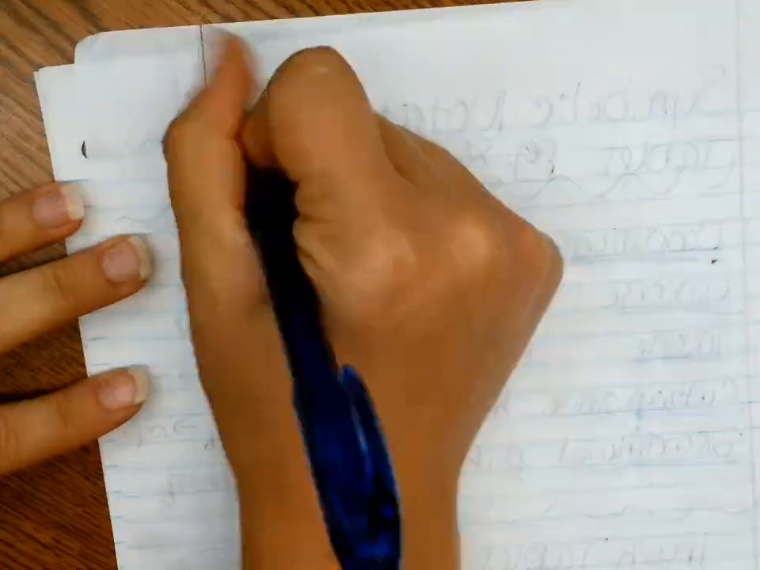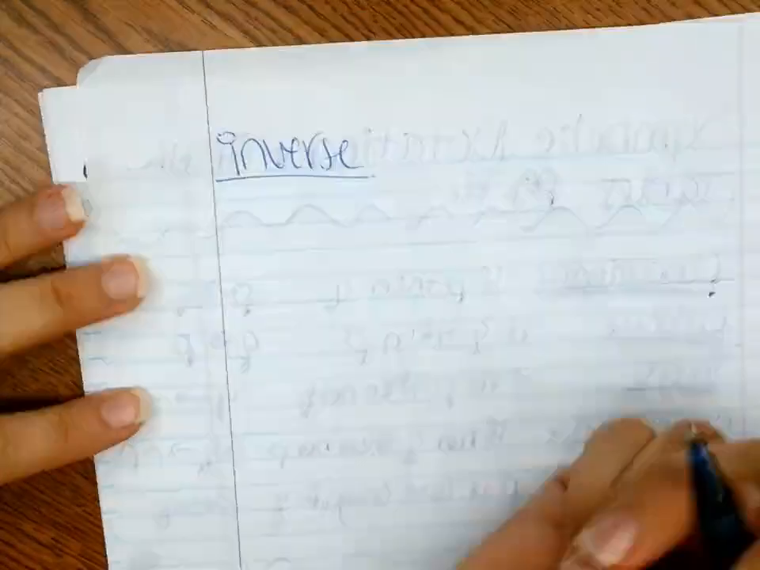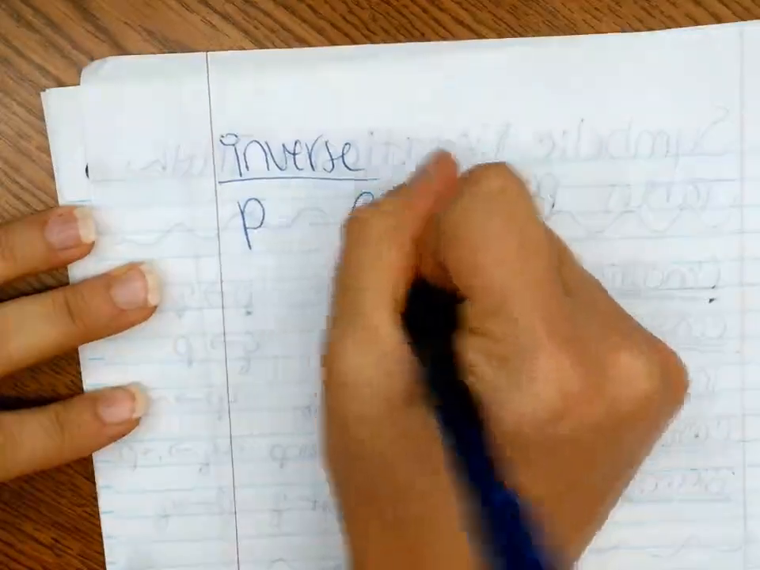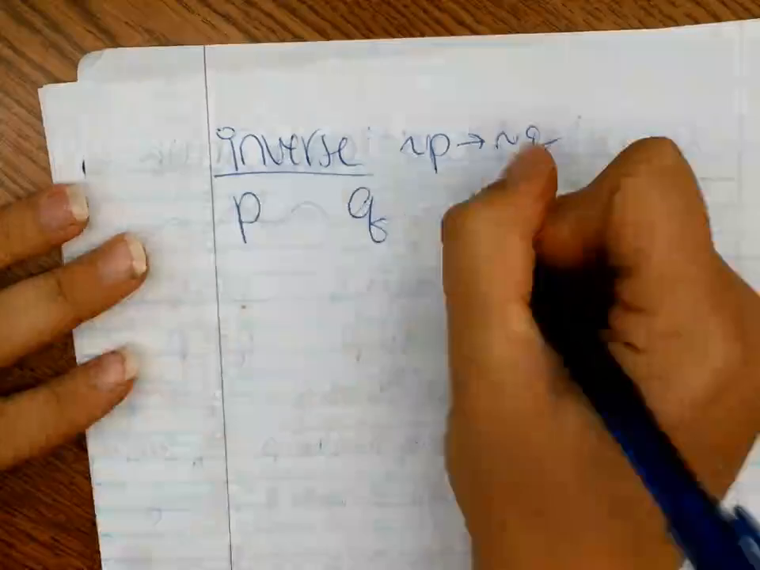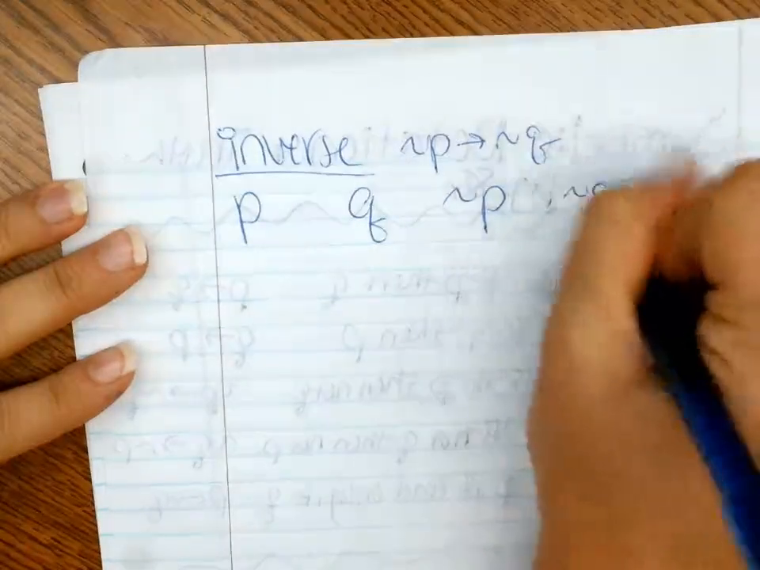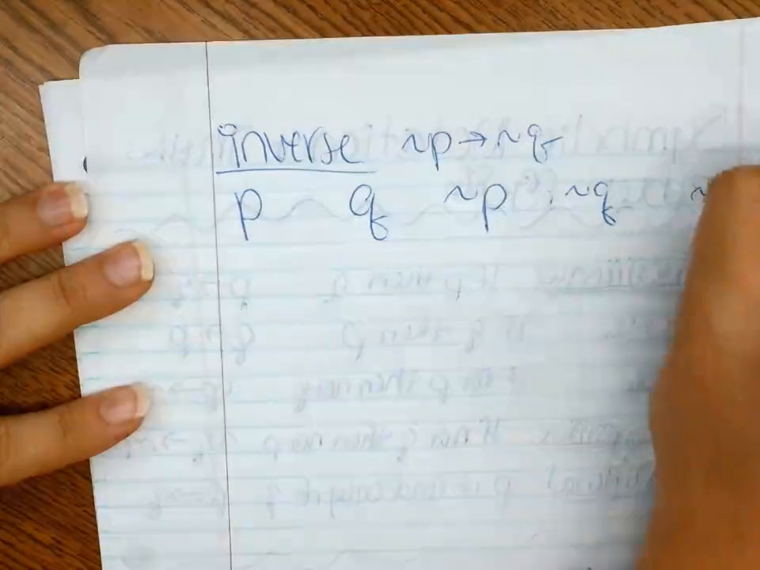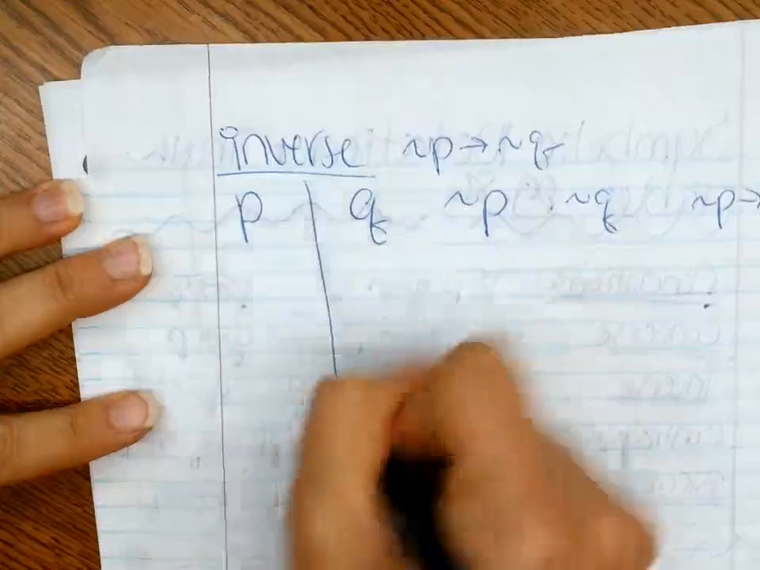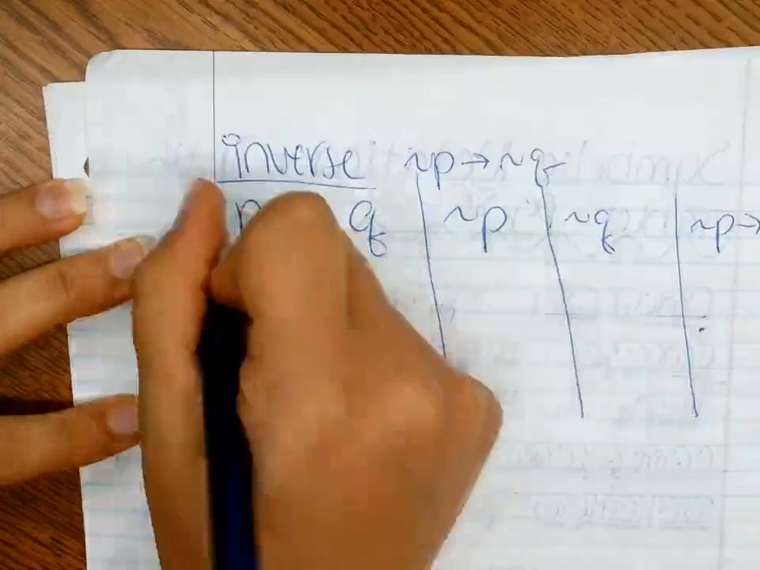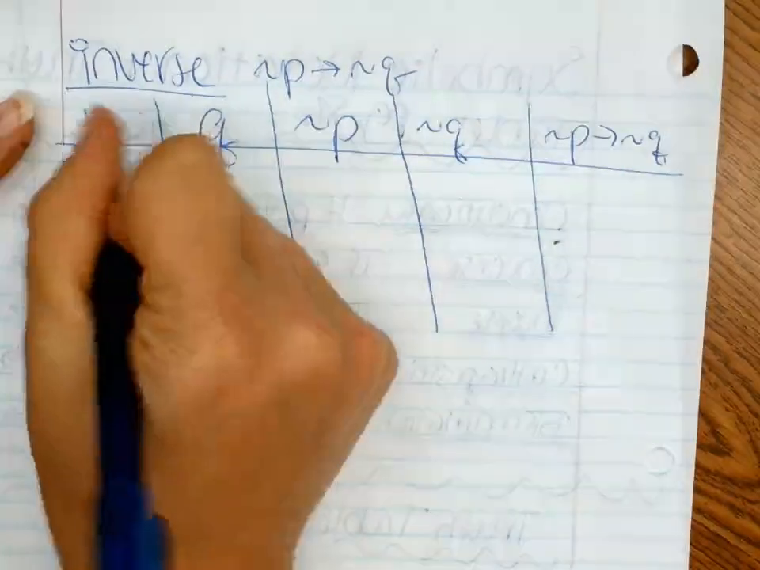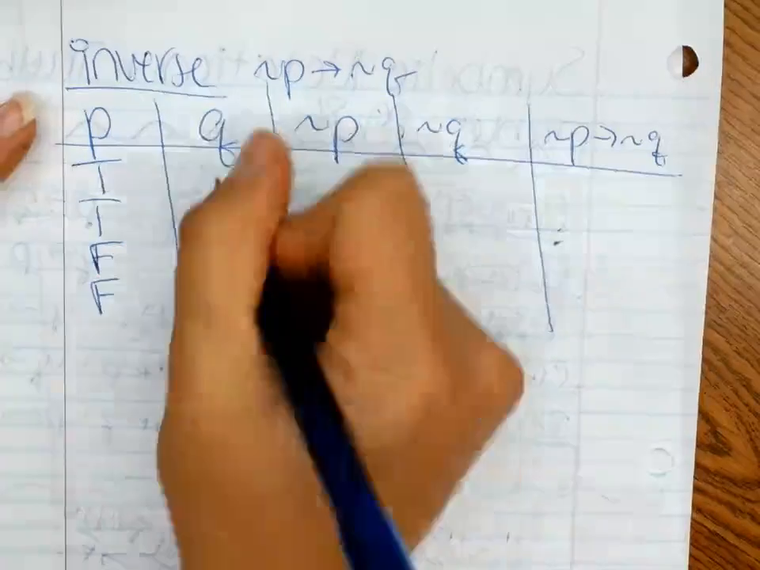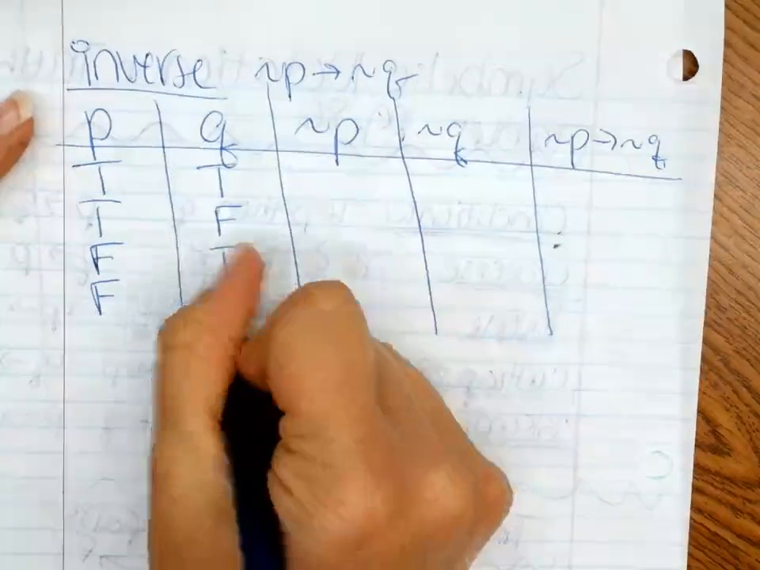Inverse. So for our inverse, we need a P, we need a Q. Now we need to think, what is inverse? Inverse is not P, then not Q, right? So I'm going to need a not P, I'm going to need a not Q, and then I'm going to need a not P, then not Q. So my P's are always true, true, false, false. My Q's are always true, false, true, false.